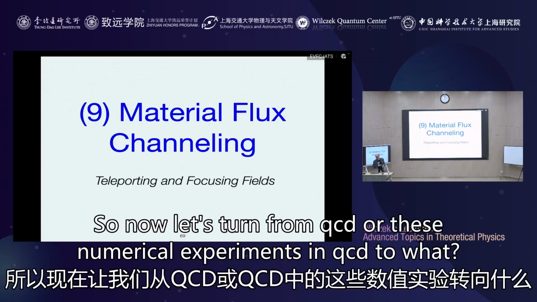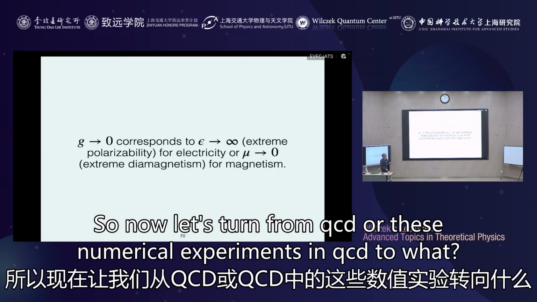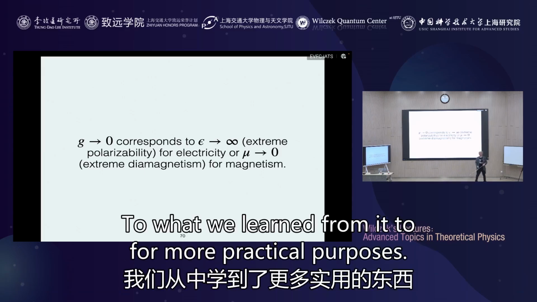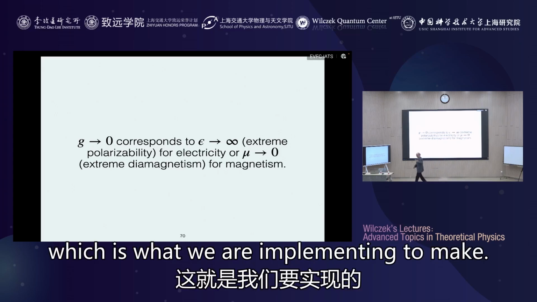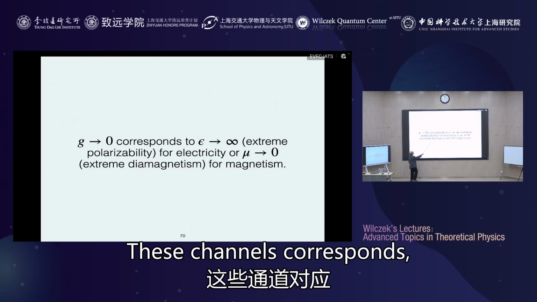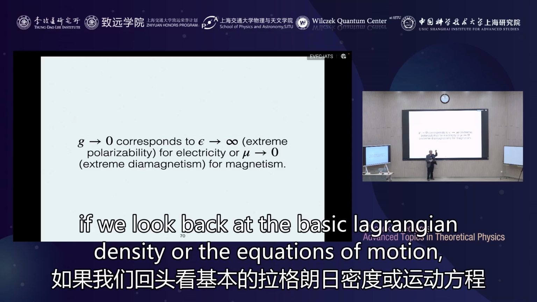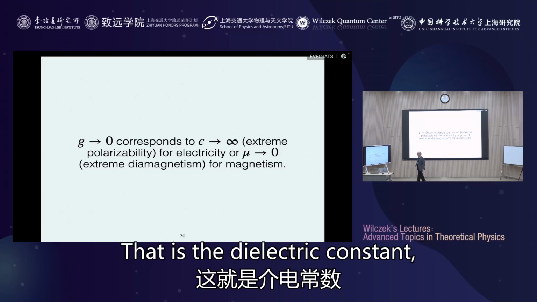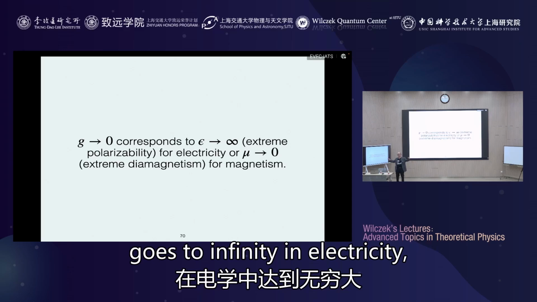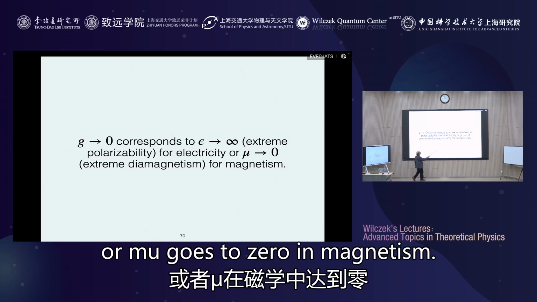Okay, so now let's turn from QCD or these numerical experiments in QCD to what we learned from it for more practical purposes. And G goes to 0, which is what we're implementing to make these channels, corresponds, if we look back at the basic Lagrangian density or the equations of motion, to epsilon goes to infinity, that is the dielectric constant goes to infinity in electricity, or mu goes to 0 in magnetism.